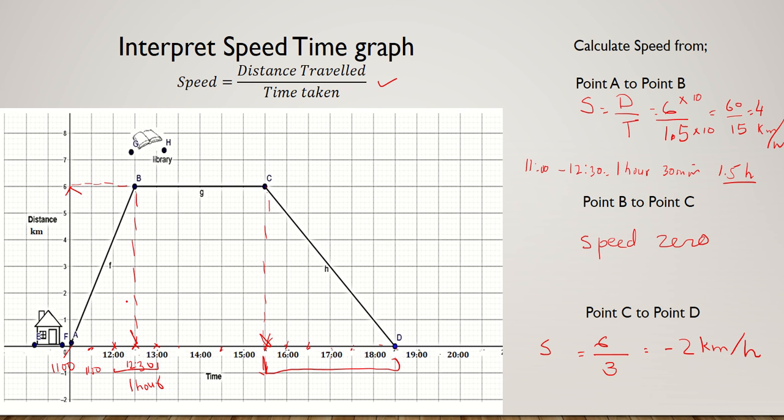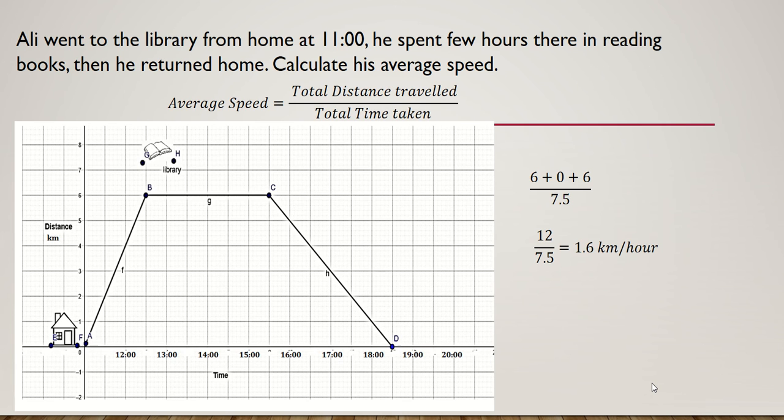So when we are going forward, the speed is positive. When we are coming backward, the speed is negative.